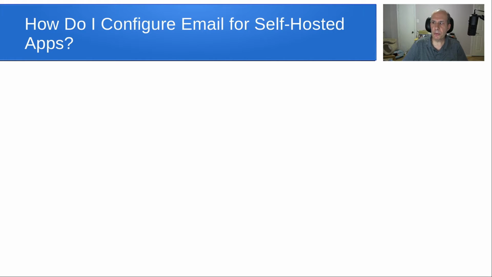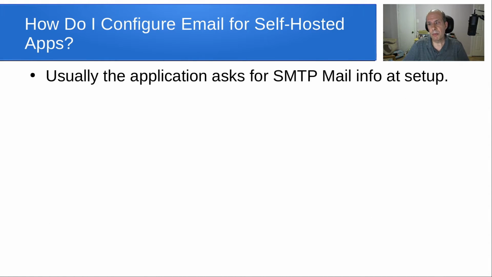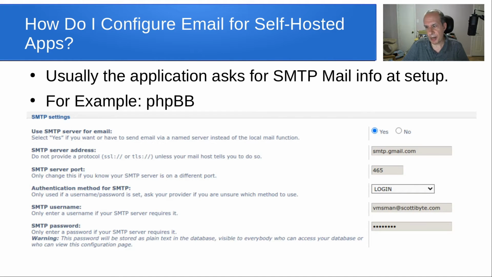So how do I configure email for self-hosted applications? Well, usually the application asks for SMTP mail information when you set the self-hosted application up. For example, PHP Bulletin Board looks like this. They have an SMTP section. You can see here that for Google, I put in smtp.gmail.com because that's the name of their SMTP server.